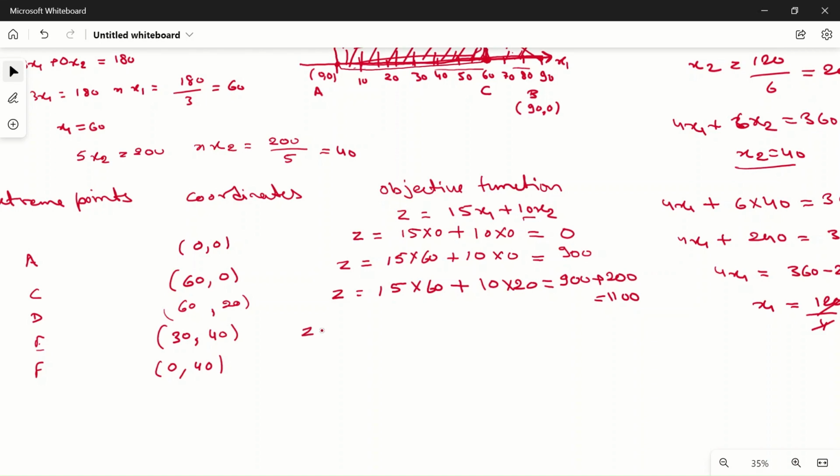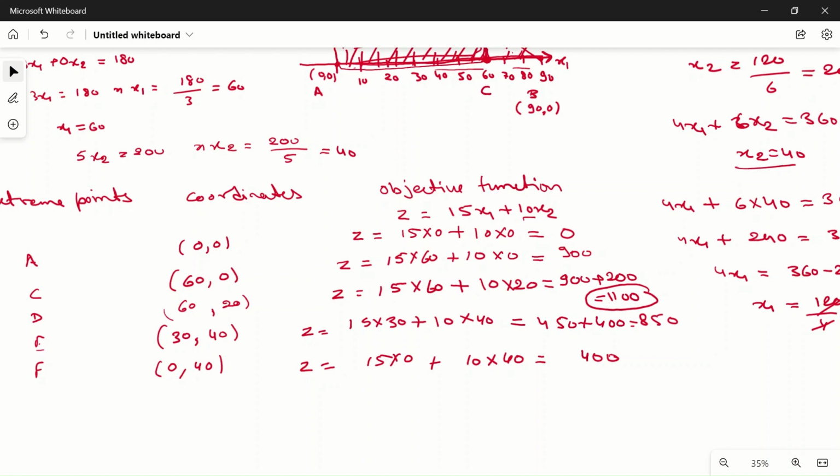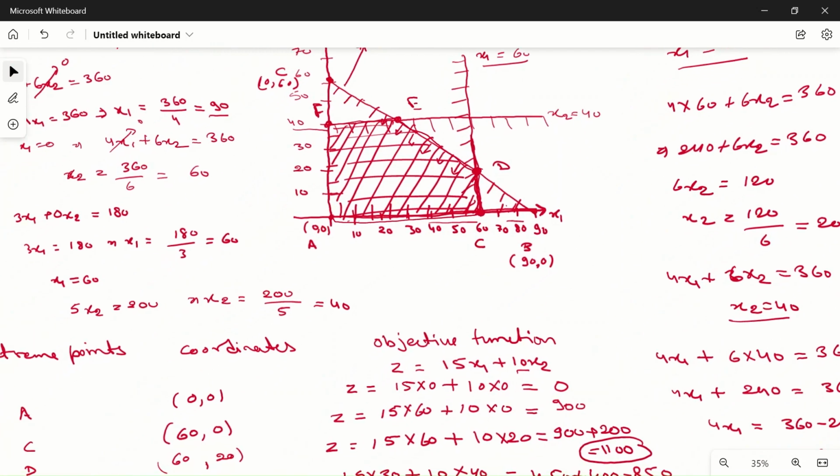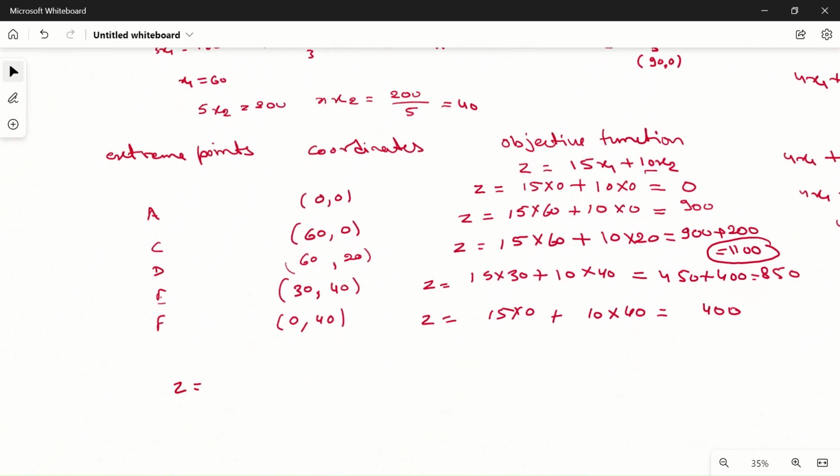At this point E, we will get z is equal to 15 into 30 plus 10 into 40. So we will get 450 plus 400, which is equal to 850. At point F, we will get z is equal to 15 into 0 plus 10 into 40. We will get 400. So you have obtained the values of z at various locations, at A, C, D, E, and F. So you can see which value is maximum. You can see that z is maximum at 1100 at point D. So at this point we are getting the maximum value of z. So z is equal to 1100 at point D, which is 60 and 20.